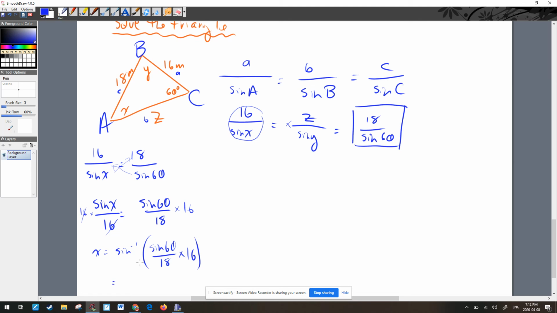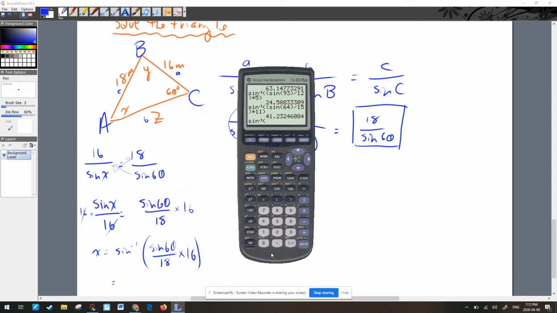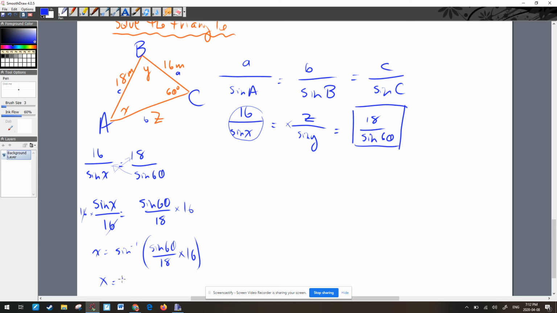I'm going to drop that into my calculator. Okay, so here comes my calculator. So we're going to do the sine inverse of the sine of 60 divided by 18 times 16. And when I do that, it's going to be 50.34 degrees. So X is equal to 50.34 degrees. So I can go back up here and say, huzzah, this is 50.34 degrees.